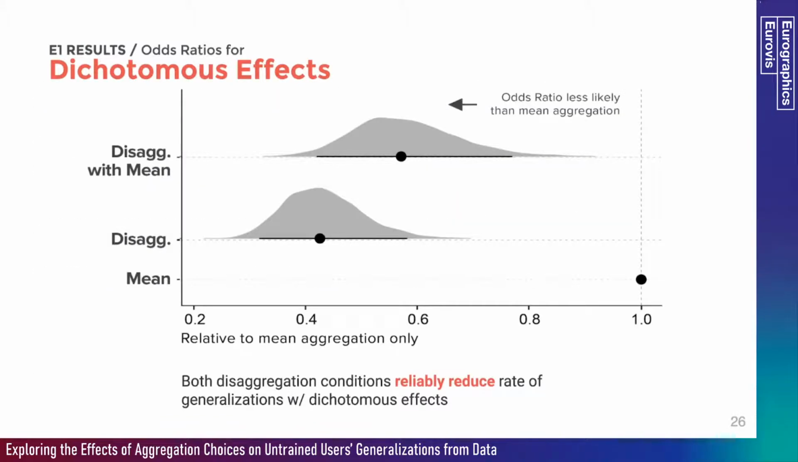A model on the data from this exploratory analysis indicated the opposite of the effect magnitude analysis. People were less likely to refer to relationships in dichotomous terms when they saw any type of disaggregated view. We find that both disaggregation conditions reliably reduce the rate of generalizations with dichotomous effects. Disaggregated views were 0.43 times less likely compared to mean aggregation, and disaggregated with means was 0.57 times less likely.